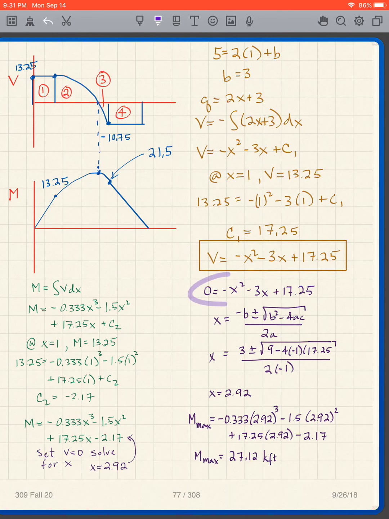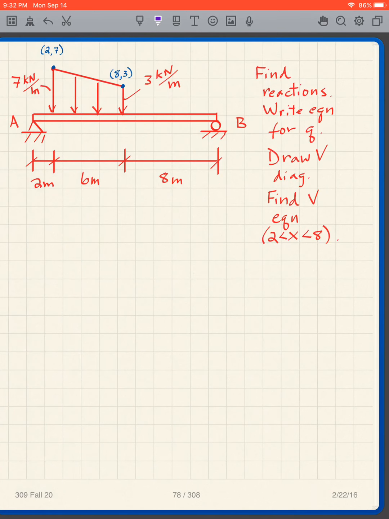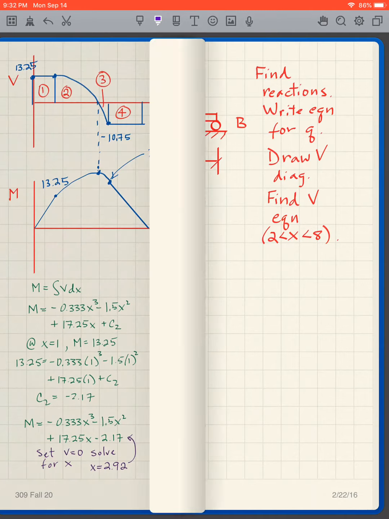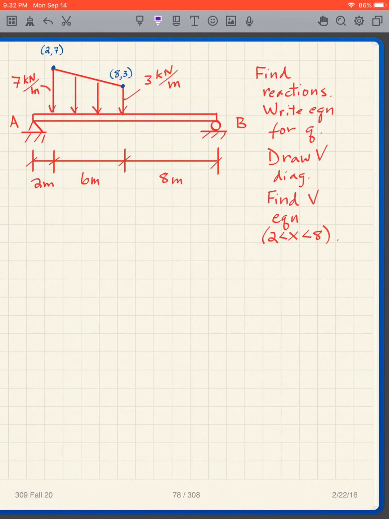So it's the quadratic equation, set equal to 0. You can all solve this. I get x equals 2.92. I then take that 2.92 and put it into that. So I get my M max by plugging in that value of x equals 2.92, and I get M max is 27.12 kip-feet. So that's that one. Okay, so I'll give you another one here.